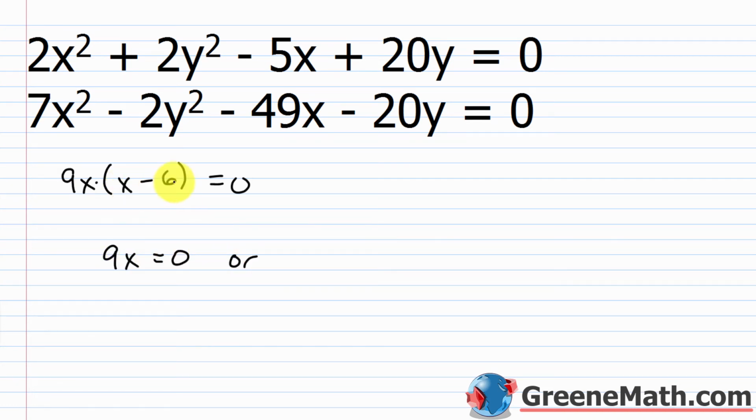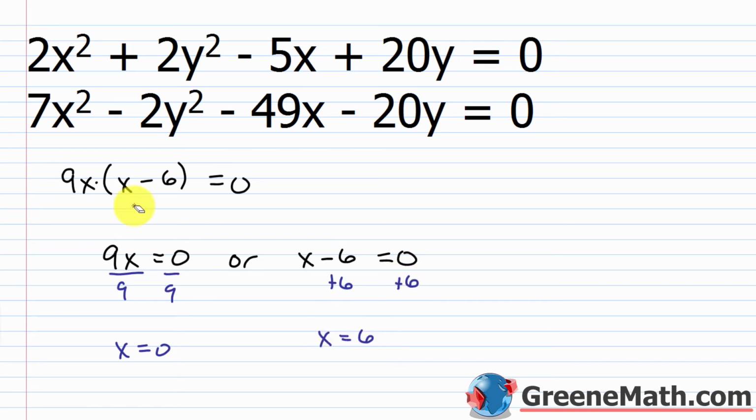Then the quantity x minus 6, that's a factor. I'll set that equal to 0. Very, very easy equations to solve. Divide both sides of the equation by 9 here. We see x is equal to 0. Here I can add 6 to each side of the equation. I'll see that x is equal to 6.